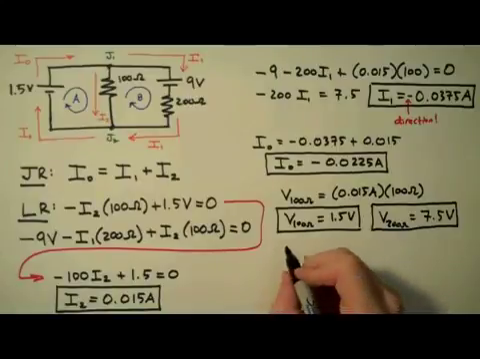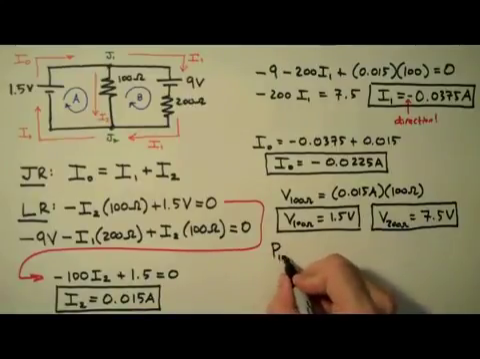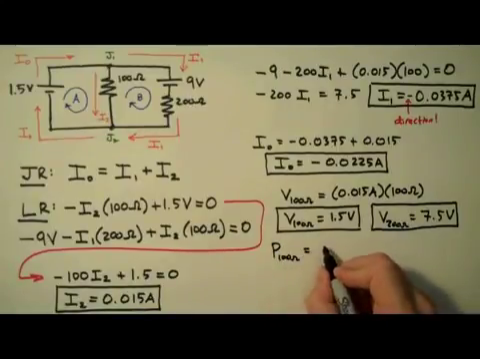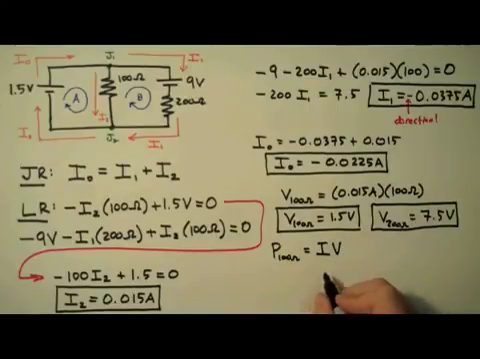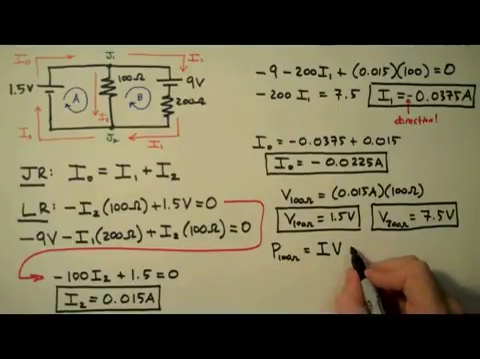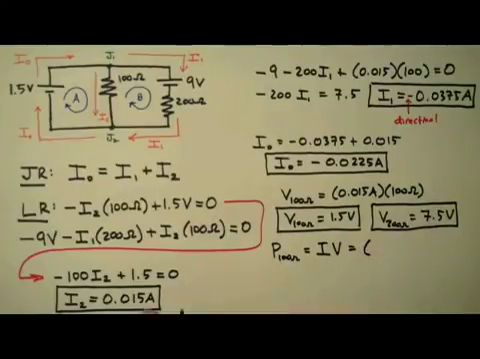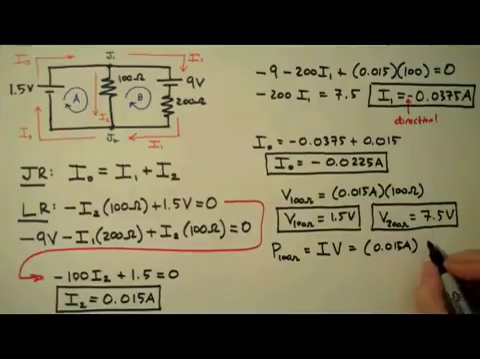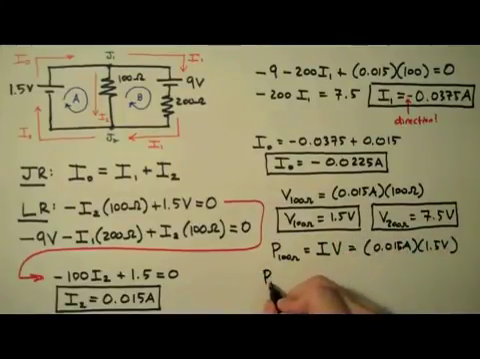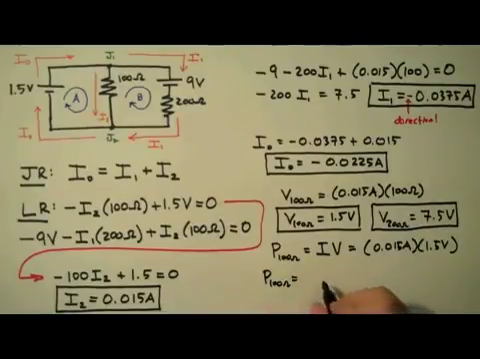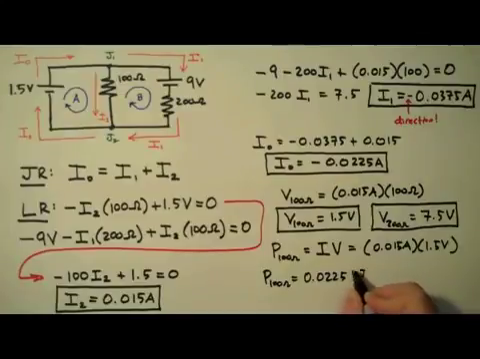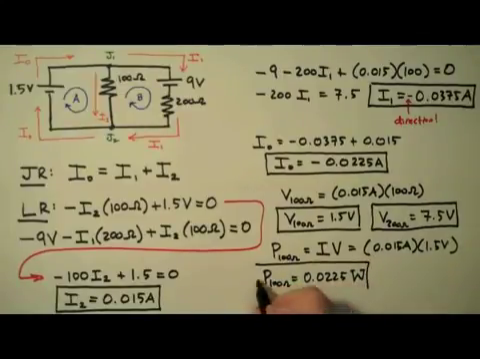To determine the power dissipated by these resistors, we simply multiply the current through by the voltage across, IV. And we find out for the 100 ohm resistor, we're going to use the 15 milliamps for the current and the 1.5 volts we just determined. And we find out that the power dissipated by the 100 ohm resistor is going to be 0.0225 watts, 22.5 milliwatts.